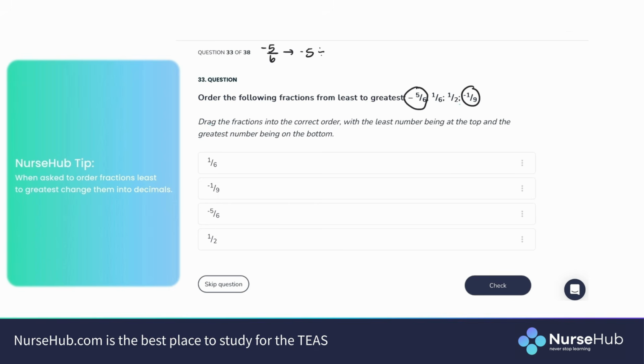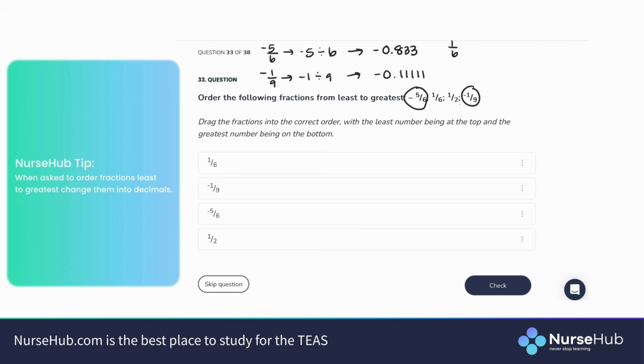Negative 5 divided by 6 is equal to negative 0.833, and that repeats. Now I look at negative 1/9, which is the same as negative 1 divided by 9, and that's going to give me negative 0.11111. So that helps there. Now I'm going to continue this with the rest.